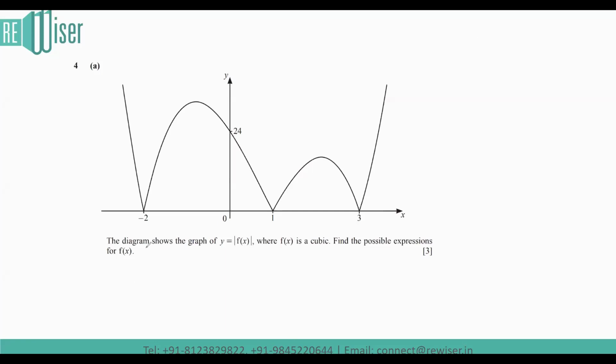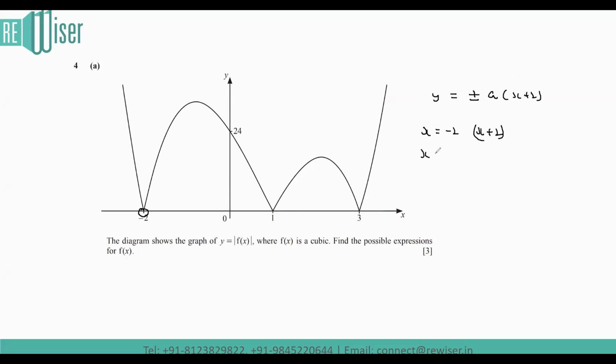Hello students, the diagram shows y is equal to mod of f(x), where f(x) is a cubic function. We have to find the possible expressions for f(x). Writing such a cubic function, we can write y is equal to plus minus a. Now, as we can see that this point is minus 2, so we can write x equals minus 2. That literally means that x plus 2 will be one of the factors of this expression. So we can write x plus 2 over here.